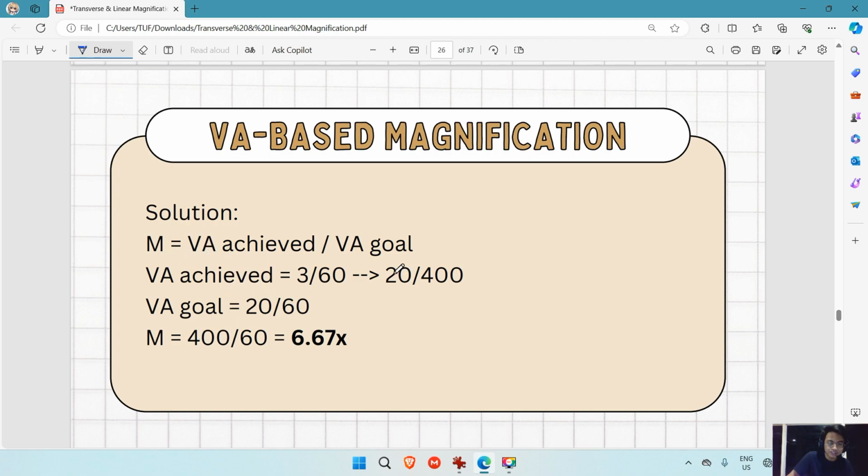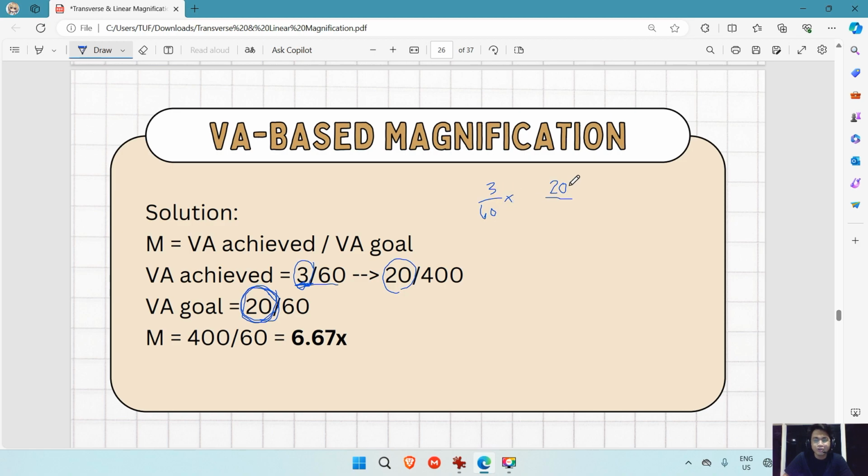So the solution is VA achieved over VA goal. Since they are not in the same test distance, which is 3 over 60 and 20 over 60, we need to find a way for the 3 over 60 to become a 20 test distance. So how do we do that? All you have to do is divide your goal, the test distance you want to get from your given. So for example, 3 over 60, and you want to have a 20 distance.